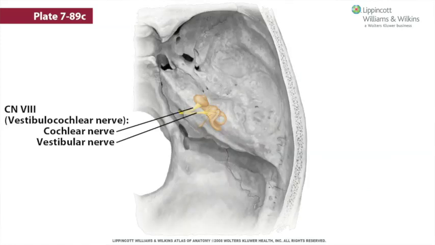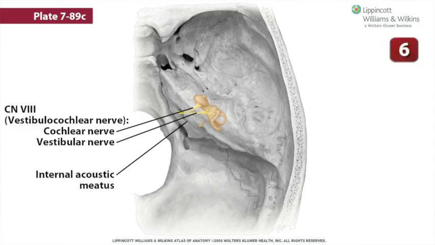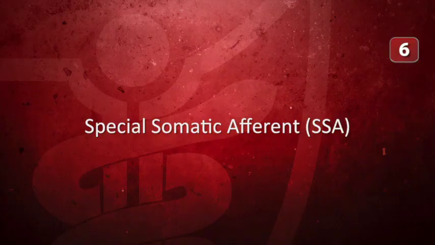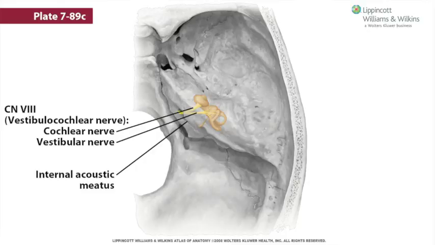Cranial nerve 8, the vestibulocochlear nerve. The vestibulocochlear nerve separates into a vestibular and a cochlear nerve after emerging from the junction of the pons and the medulla and entering the internal acoustic meatus in the middle cranial fossa. Both of these nerves are special somatic afferent. The vestibular nerve is associated with body position and balance, while the cochlear nerve is involved with hearing.